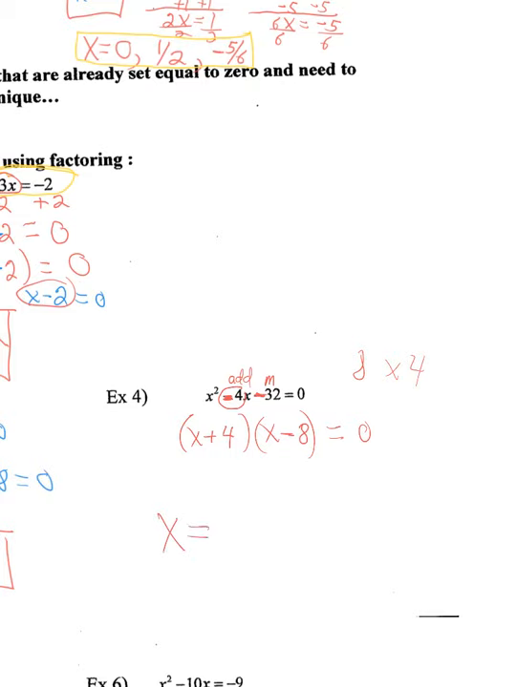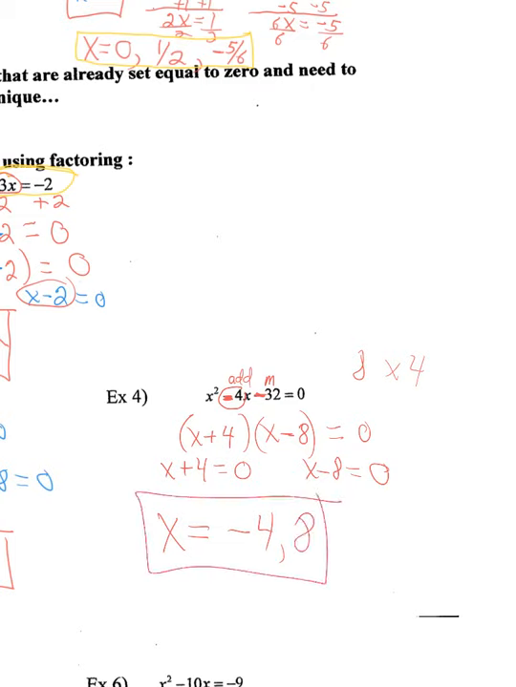You factored it. Now use your zero product property. X plus 4 equals 0. X minus 8 equals 0. If you could do these in your head, all the better. 2 answers. Negative 4, positive 8.